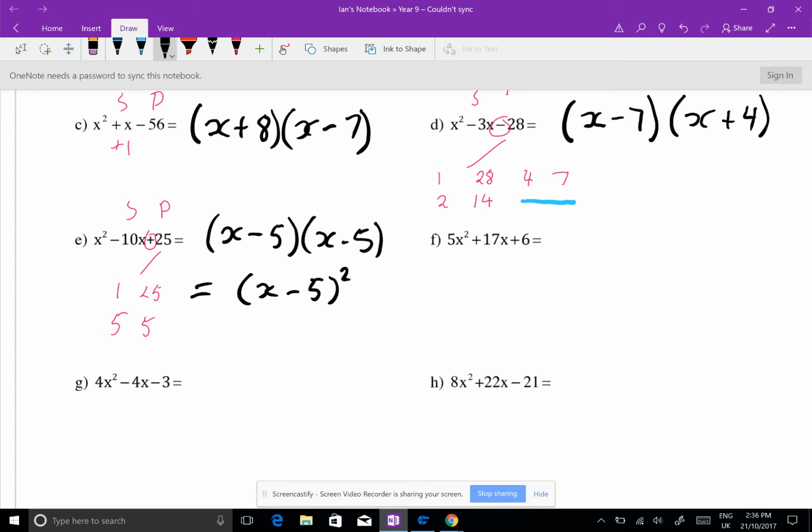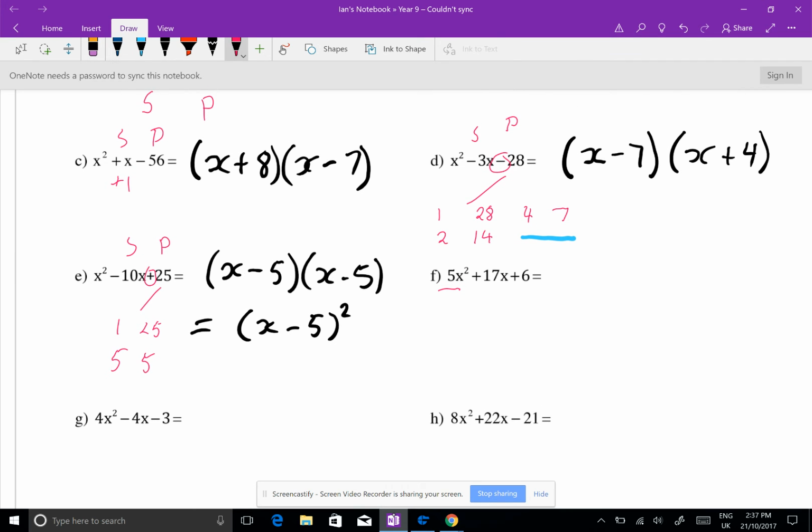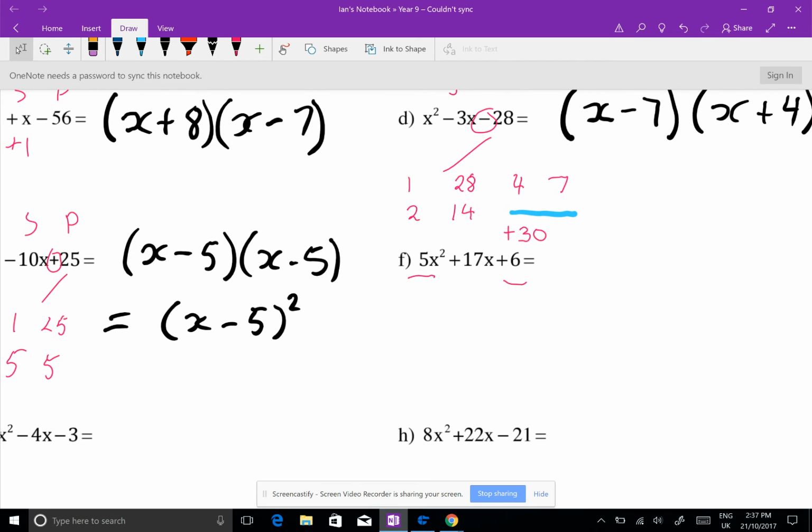Okay, so now we get to the harder ones. What do we do when we have a number in front? Well, that's going to change our product. We're going to have to multiply the number in front by the constant to get the new product. 5 sixes are plus 30. I'll just make this a bit bigger now. Plus 30. And I need numbers that multiply out to 30 and add up to 17.